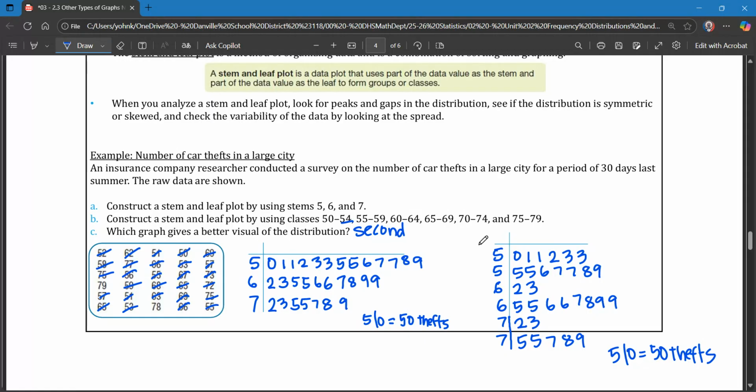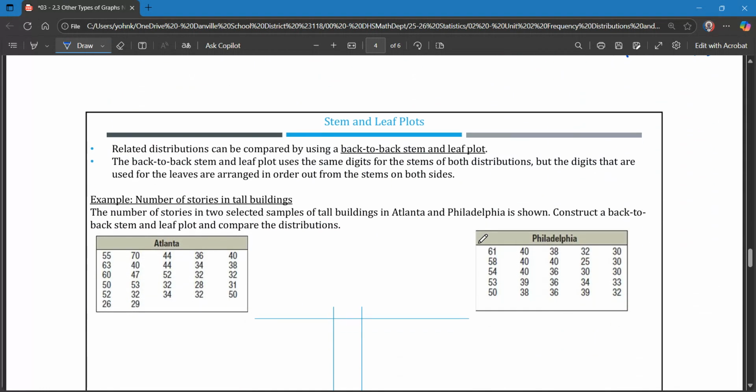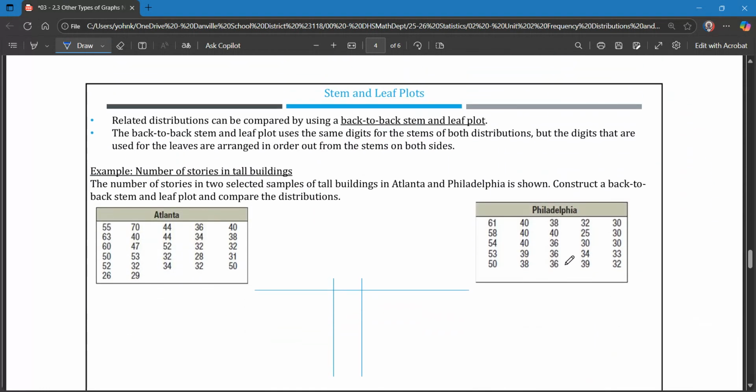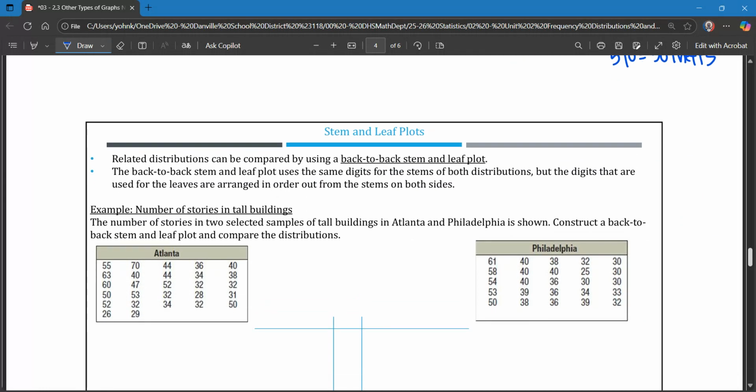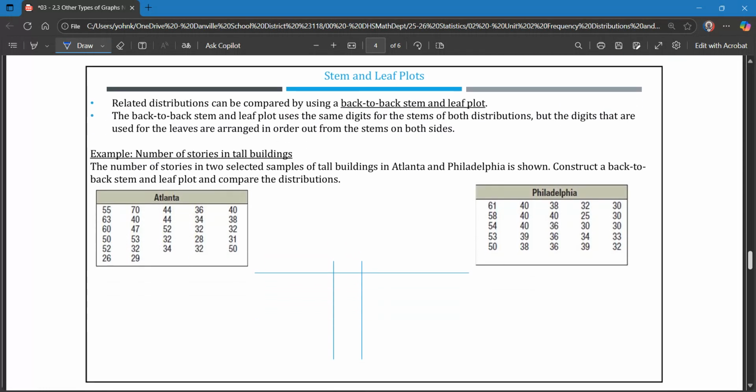All right, so sometimes splitting up the classes gives you a better picture, but sometimes you can do what's called a back-to-back stem and leaf plot. Related distributions can be compared using a back-to-back stem and leaf plot. This is where you use the same digits for the stems in both distributions, but the digits used for the leaves are arranged in order out from the stems and on both sides. For instance, we have the number of stories in 2 selected samples of tall buildings in Atlanta and Philadelphia. Construct a back-to-back stem and leaf plot and compare the distributions.